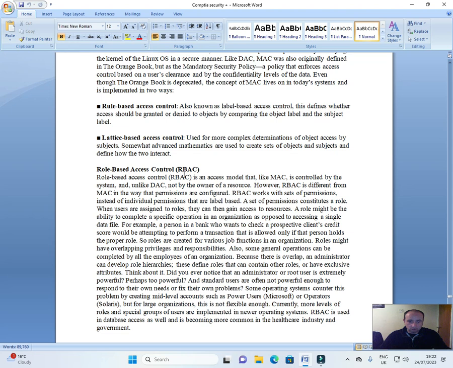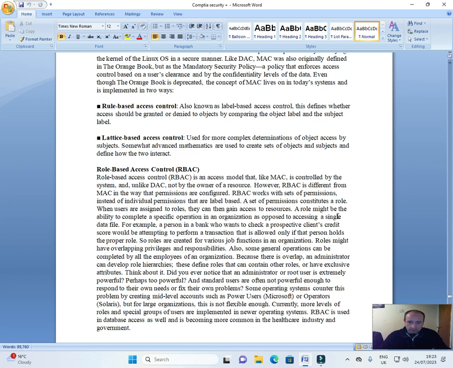Role-based access control, RBAC, is an access model that, like MAC, is controlled by the system and, unlike DAC, not by the owner of a resource. However, RBAC is different from MAC in the way that permissions are configured. RBAC works with sets of permissions instead of individual permissions that are label-based. A set of permissions constitutes a role. When users are assigned to roles, they can then gain access to resources.